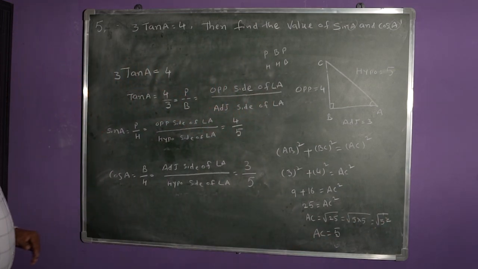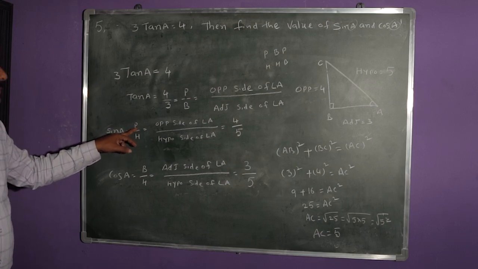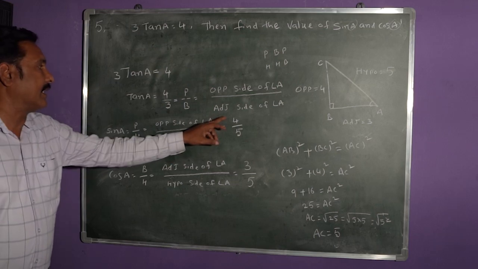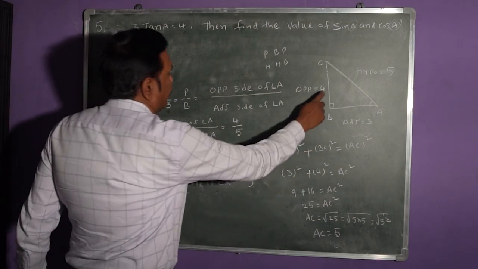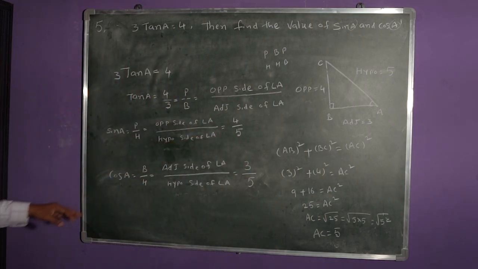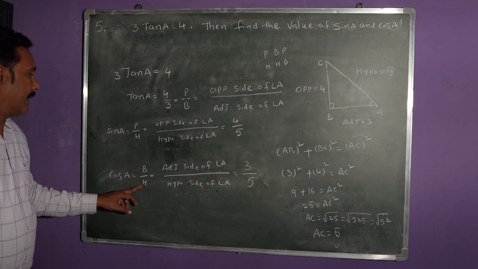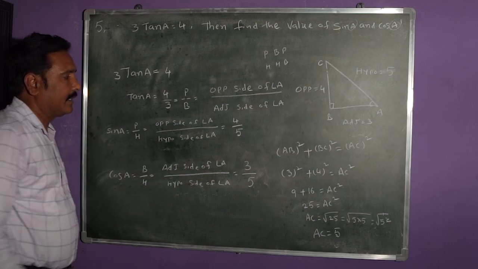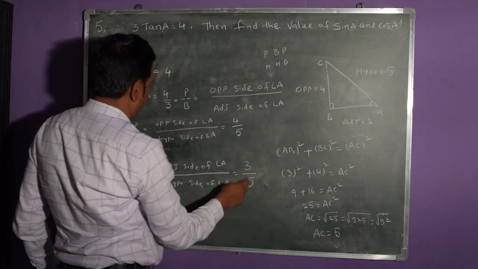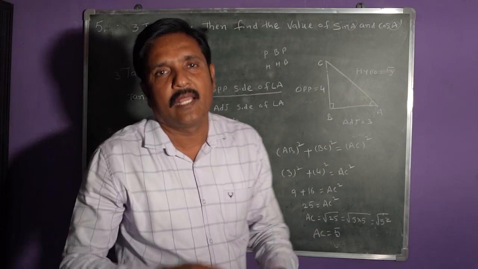Then sin value. Sin value is P by H. P means always perpendicular. Perpendicular means opposite side of angle A. And H means hypotenuse side of angle A. Opposite side of angle A is 4. Hypotenuse is 5. Then 4 by 5 is the sin A value. Cos A is equal to B by H. Base means adjacent side of angle A. And H means hypotenuse side of angle A. Then adjacent side is 3. Hypotenuse is 5. 3 by 5. Cos A value is 3 by 5. Okay, is it clear? I will go to the next problem.